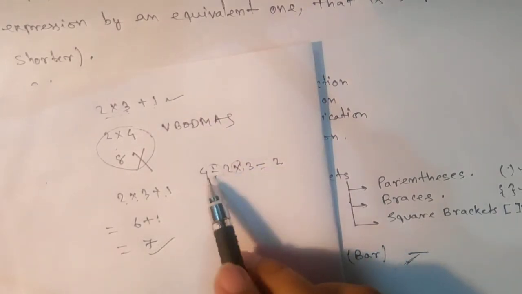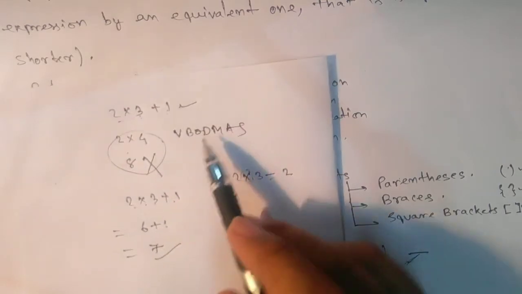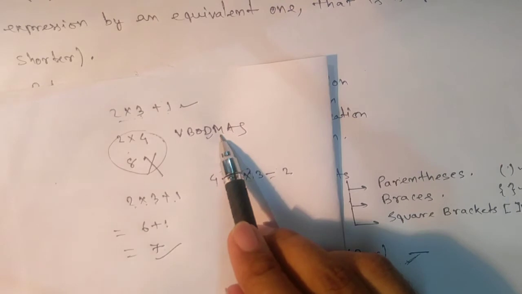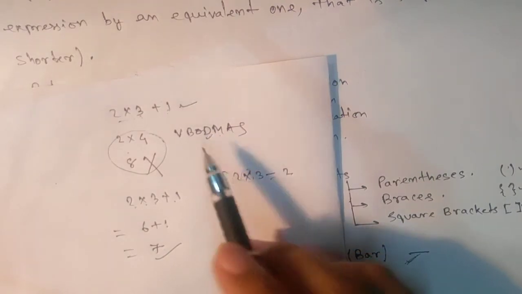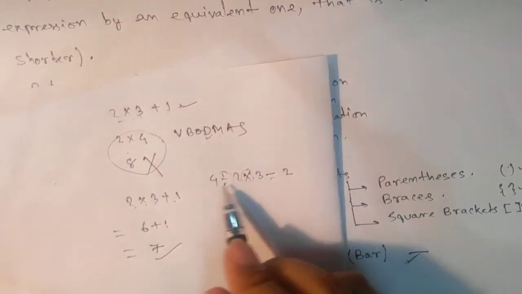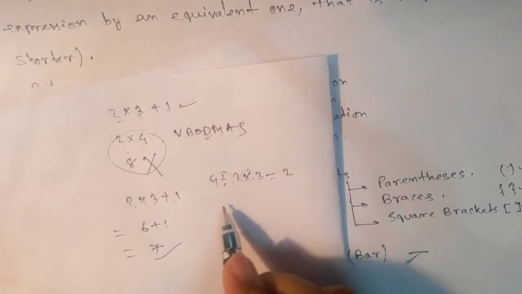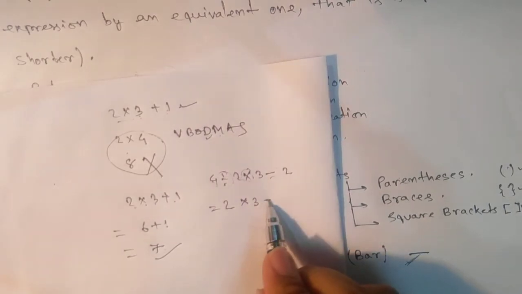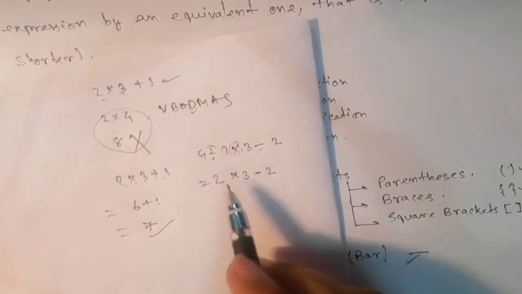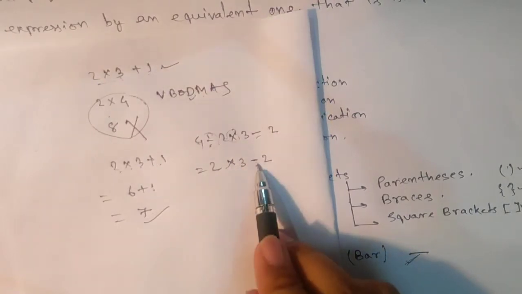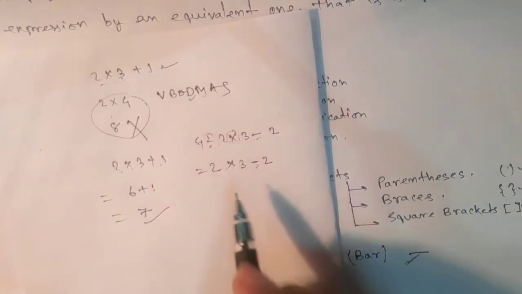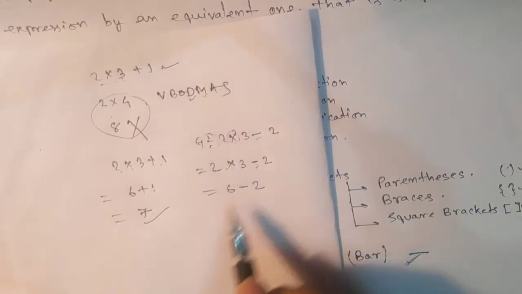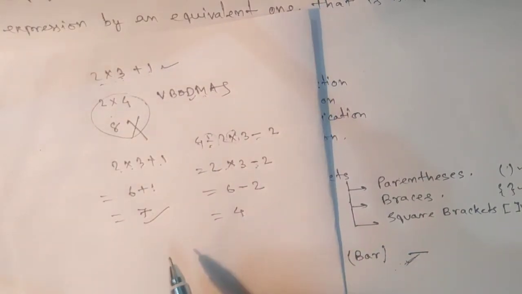Here we can see that division is there, multiplication is there, subtraction is there. So which one are we going to do first? Our first target is division, because out of division and multiplication, division is more powerful. So we'll go first with division. 4 divided by 2 gives 2 into 3 minus 2. Now out of these two, which is most powerful? Multiplication. So 2 threes are 6 minus 2, and you are getting 4.